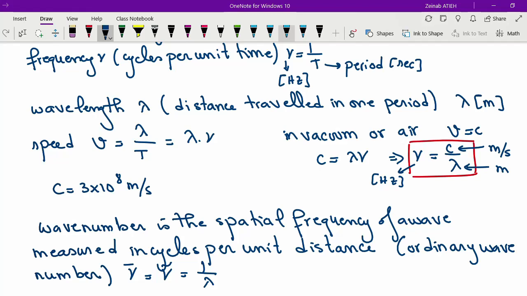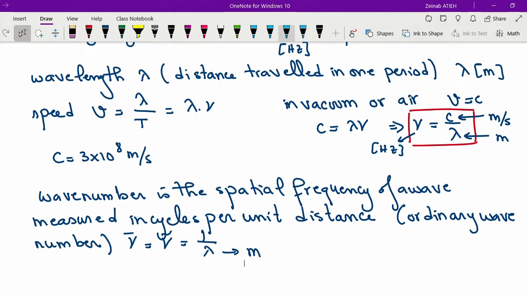As you can see, if we substitute lambda in meters, we will get nu bar, or the wave number, in meter minus 1. If we substitute lambda in centimeters, we get nu bar in centimeter minus 1. So it depends on choosing the unit for lambda. All of them are okay. However, meter is the SI unit for lambda, which gives meter minus 1 as the SI unit for the wave number. This is called the ordinary wave number.